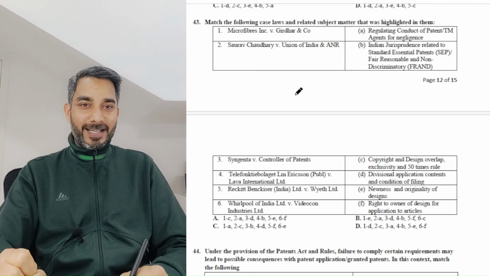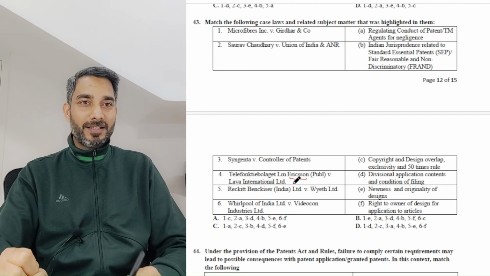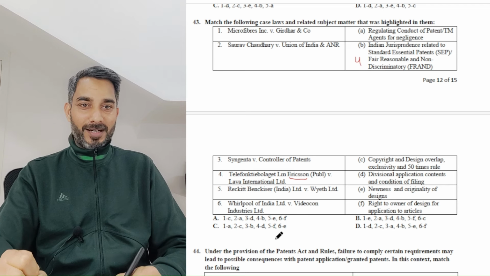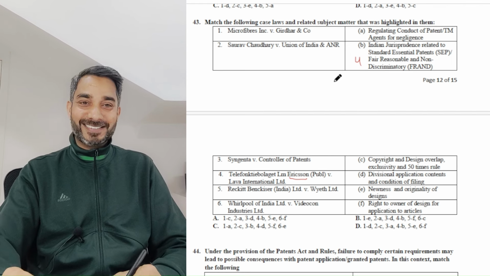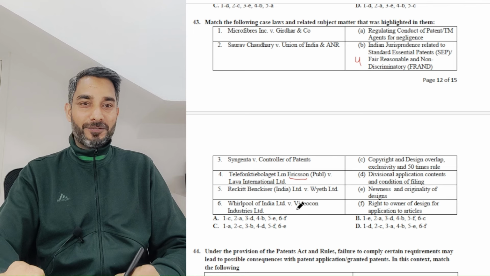I see Ericsson written here, and Ericsson is always about standard essential patents. Okay, so we got our first match here, 4B. In the answers, we have A, B, and D as relevant answers. My God. I know one more, which is Whirlpool of India versus Videocon. This was about design infringement. So we are still left with A and D.